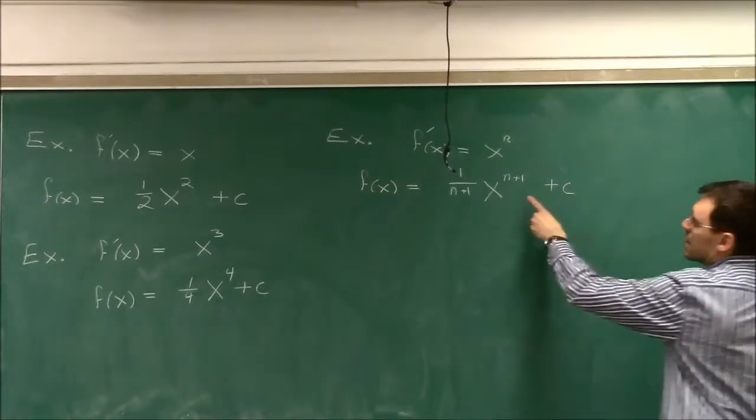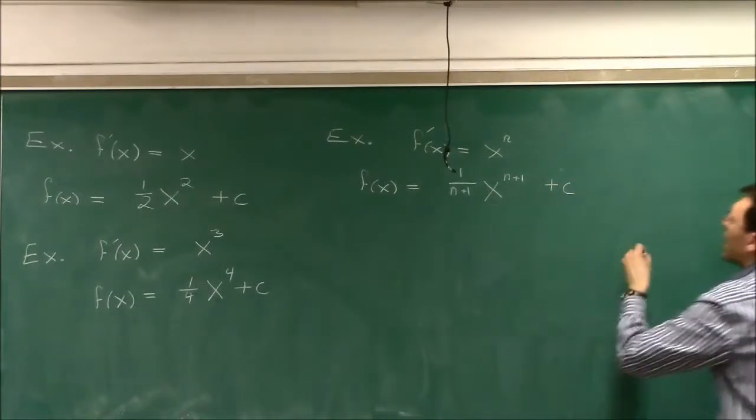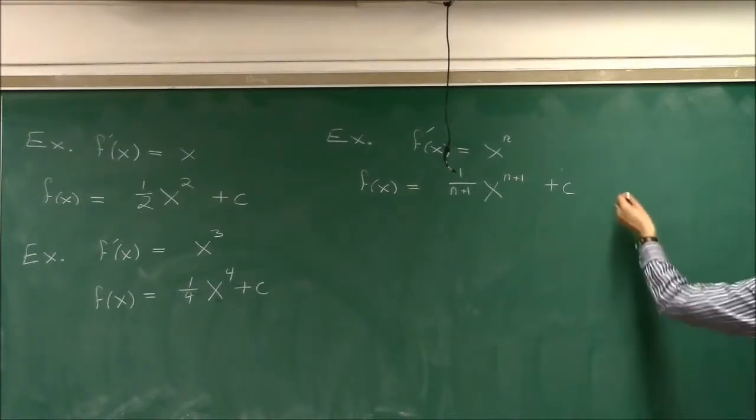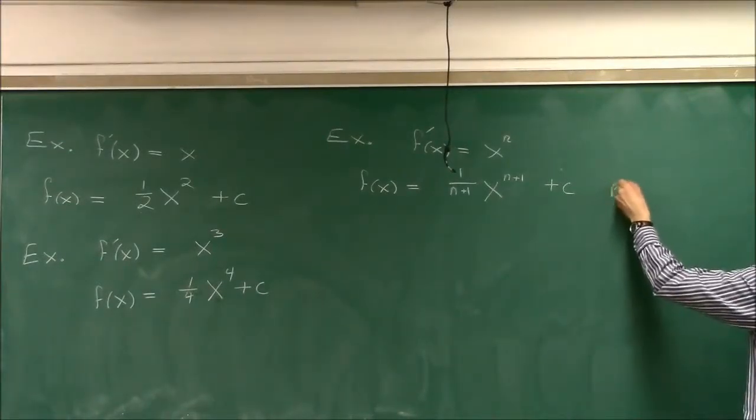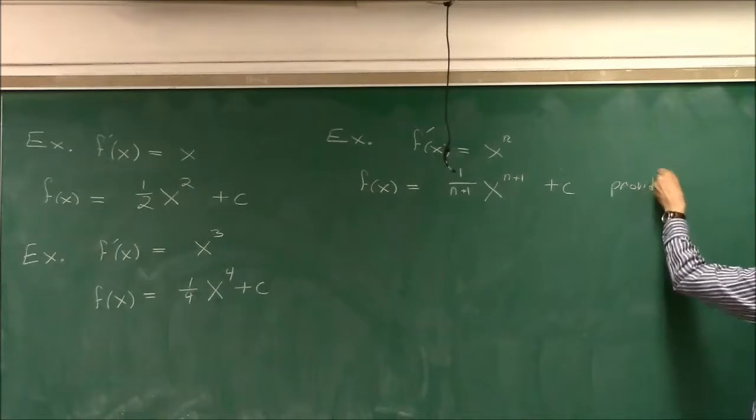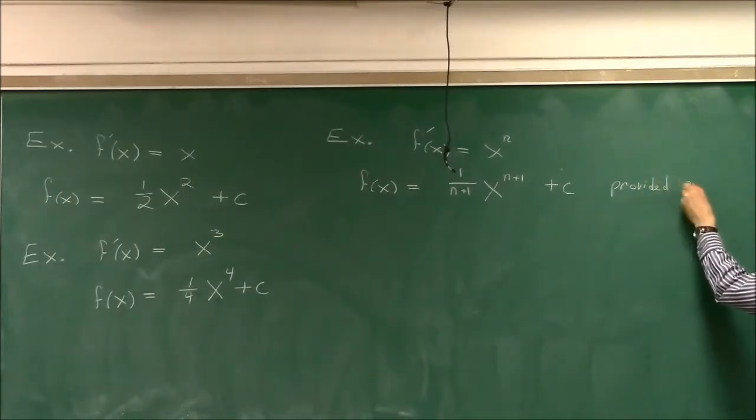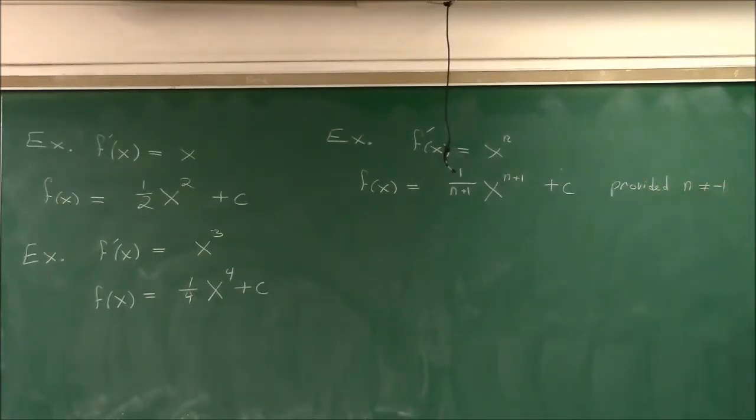Okay? Now notice there is something about this formula that might make it incorrect. And this is provided that n is not equal to minus 1. Agreed? Provided n is not minus 1.